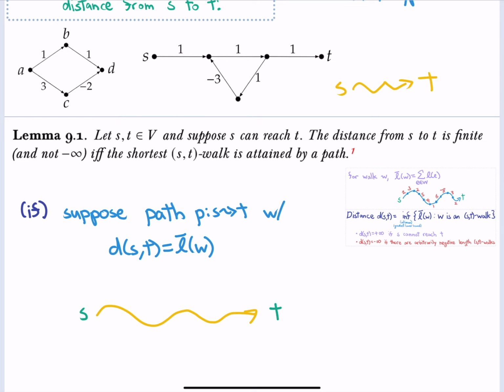Okay, so it's just a structural thing. It's not an algorithmic thing. The distance from S to T is finite if and only if that shortest walk turns out to be a path, or could be a path. Okay, does the claim make sense?